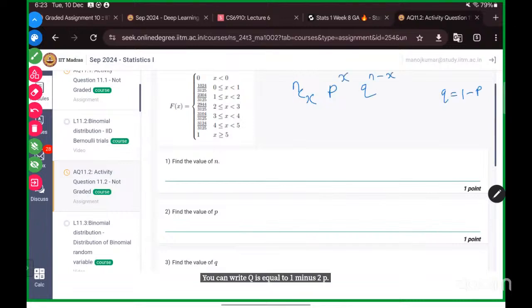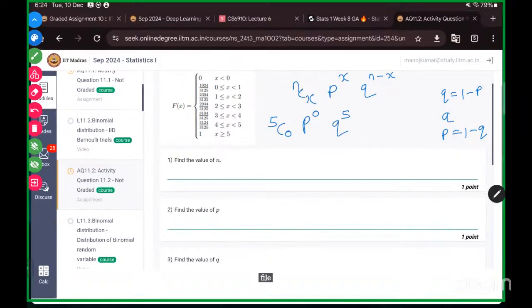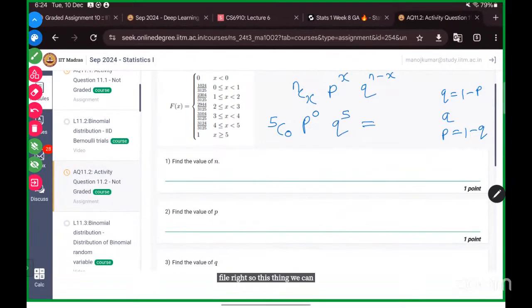So we can actually find q, that is easy, and then you can say p is 1 minus q. So both are okay, right? So we can do that. So 5C0, p power 0, and q is q power 5, right? So this thing we can write as 10.